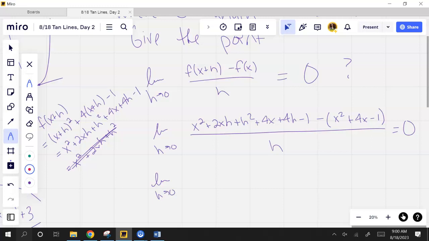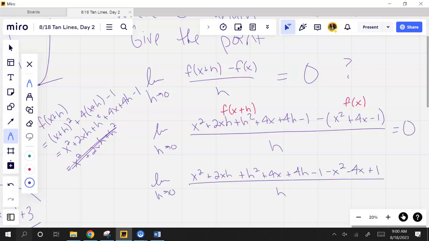Yep, so this is f of x plus h. This is f of x. I don't want the x to be 0. I want this to equal 0. Okay, so let's see what happens here, because I'm going to distribute this minus sign. So I got x squared plus 2xh plus h squared plus 4x plus 4h minus 1 minus x squared minus 4x plus 1, all over h, and I need this limit to equal 0. Because that's what the slope of the horizontal line is, 0, right? I don't want anybody to miss that point.